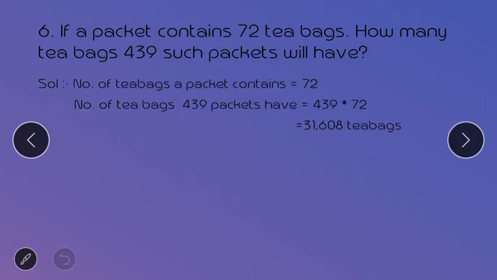If a packet contains 72 tea bags, a packet means one packet has 72 tea bags. How many tea bags in 439 such packets? This is 439 such packets. What you have to do? 439 multiply 72.